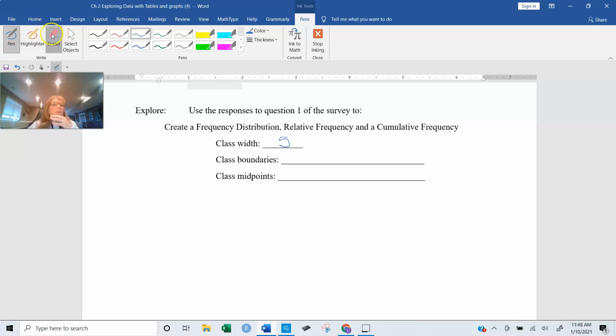Oh, I shouldn't have put the 5 there. So get your upper and your lower bounds, and then I would take those and create 5 classes. Use those to create your width, your boundary, and your midpoint. And then we're going to graph these. All right, I hope you did well on that.